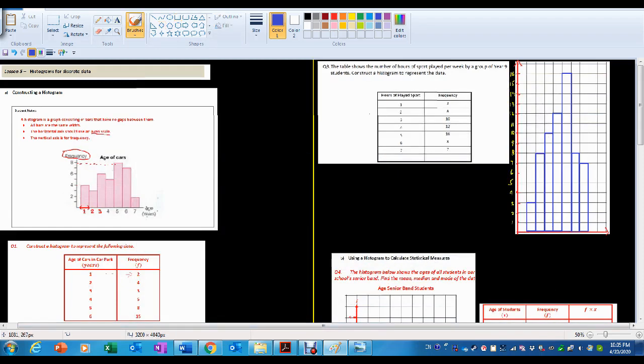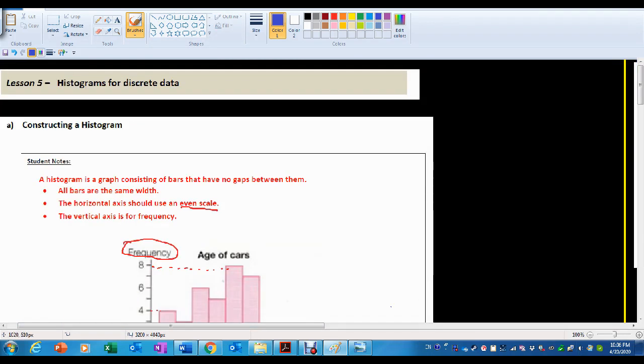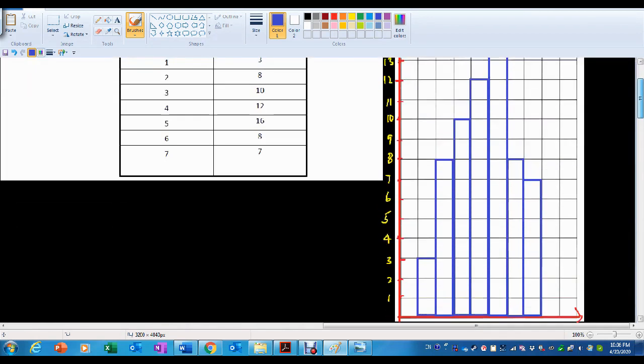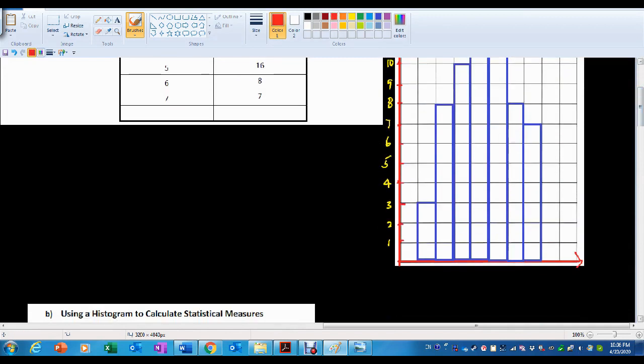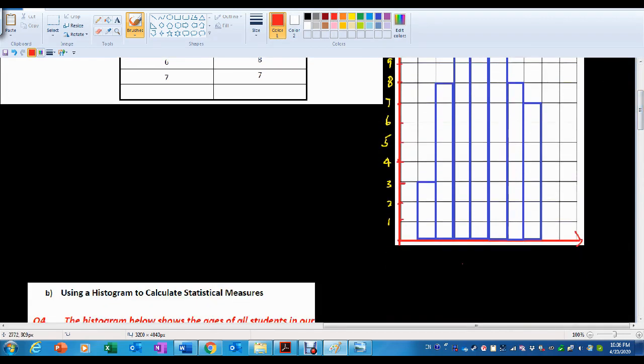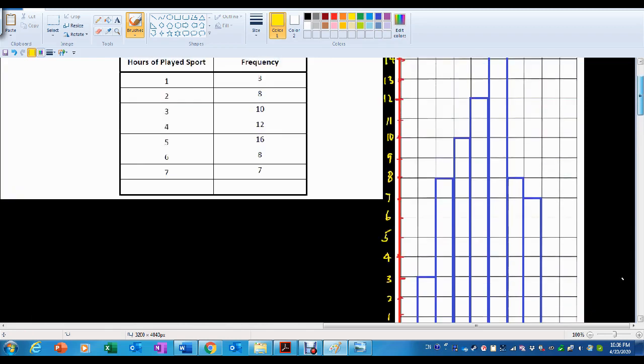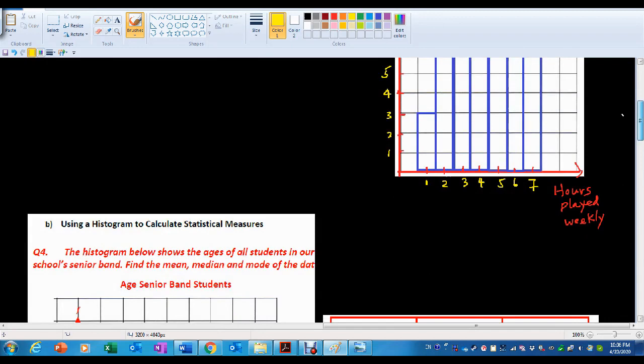Here's how the graph looks. You need to remember to write the data over here, and don't forget to label the axis as well. Here's the hours played weekly. So the hours played, you should write at the middle part of each bar. That's 1, 2, 3, 4, 5, 6, 7. That's how it looks, up to 7 hours played.